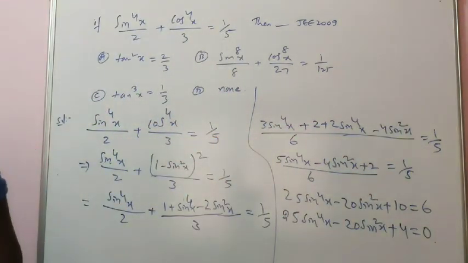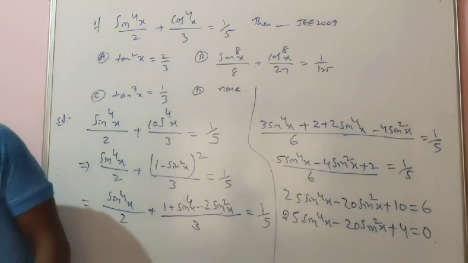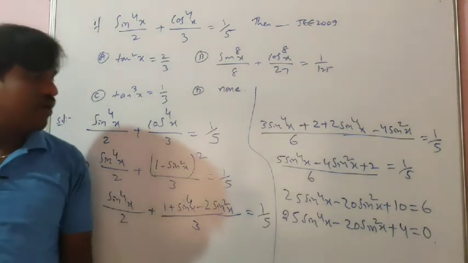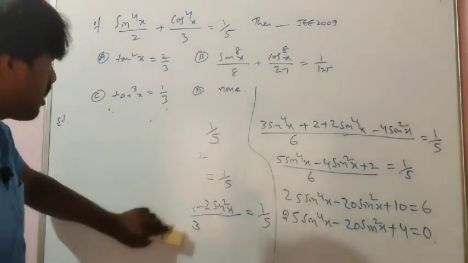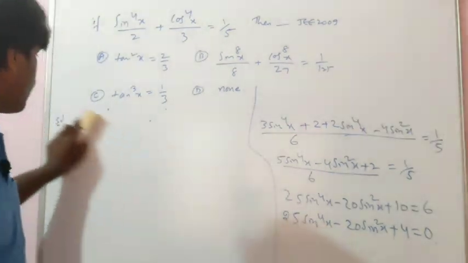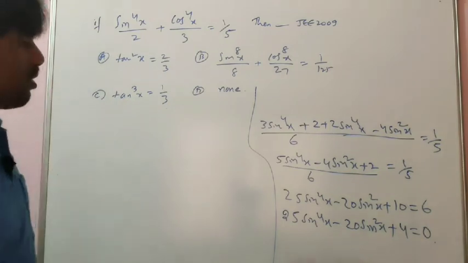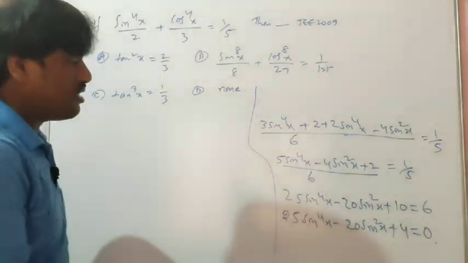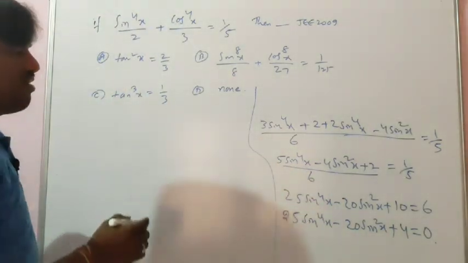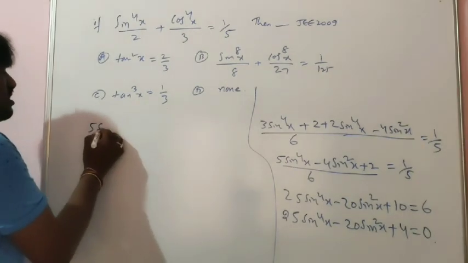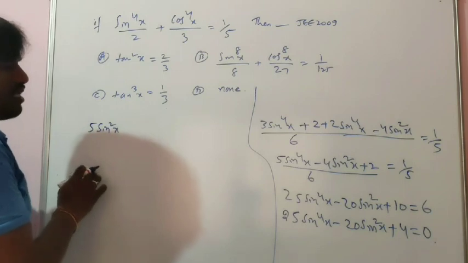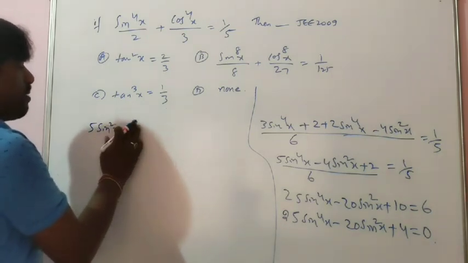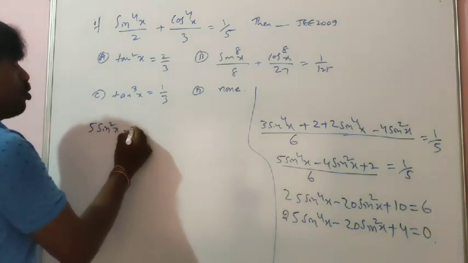Okay, if you observe that carefully, it looks like the (a plus b) whole square formula. Just observe it carefully. Here, a is 5 sin square x, and then we have plus or minus 2 whole square.